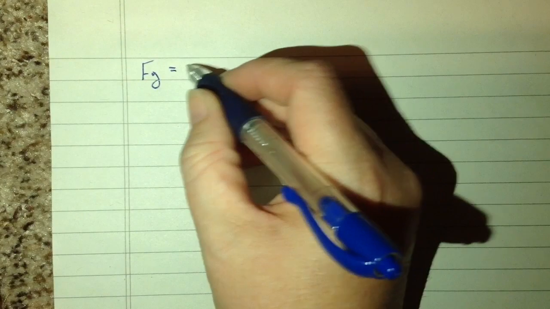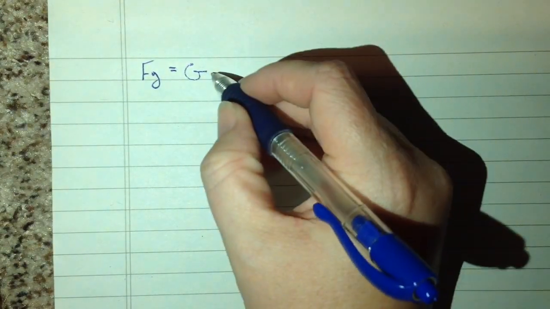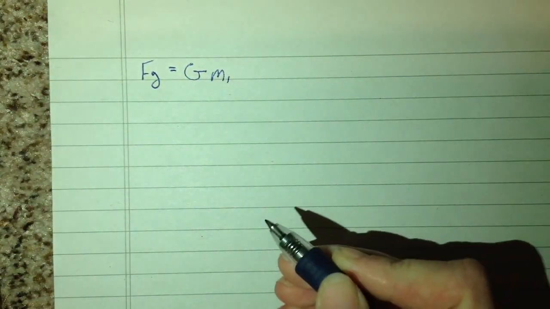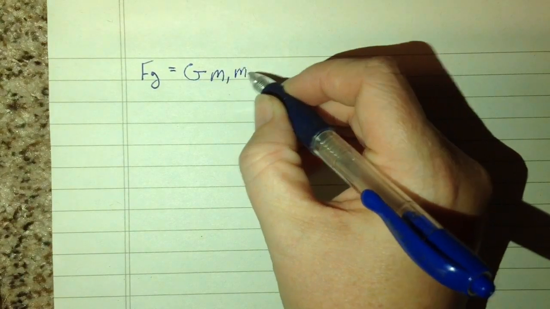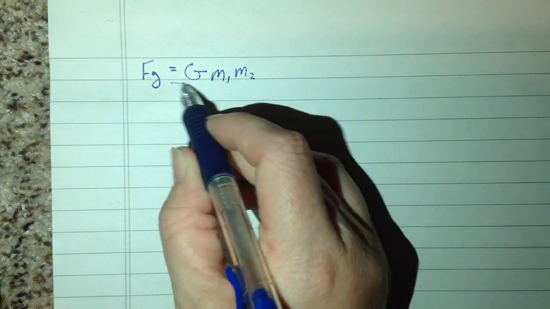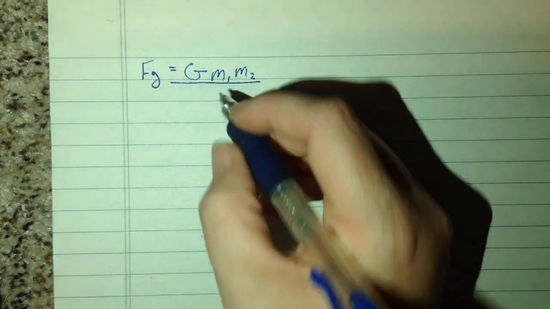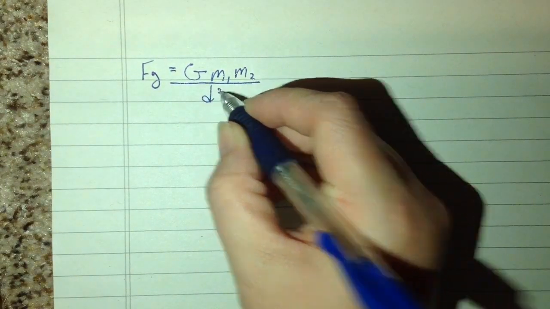For this problem, we're going to look at how we solve a basic force of gravity problem. So the equation that we use is force of gravity, or Fg, equals the gravitational constant times the mass of the first object, or m1, times the mass of the second object, divided by the distance between them squared.